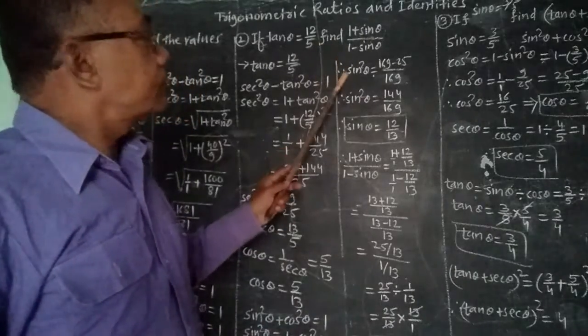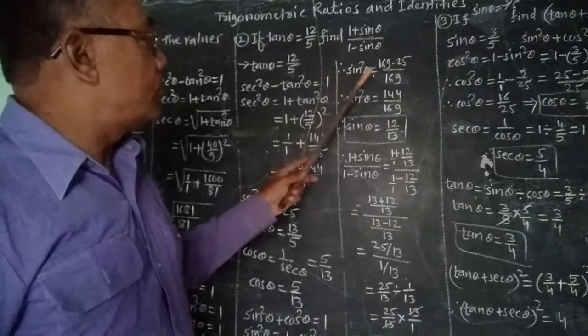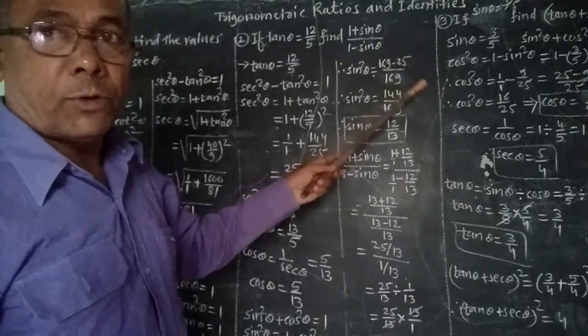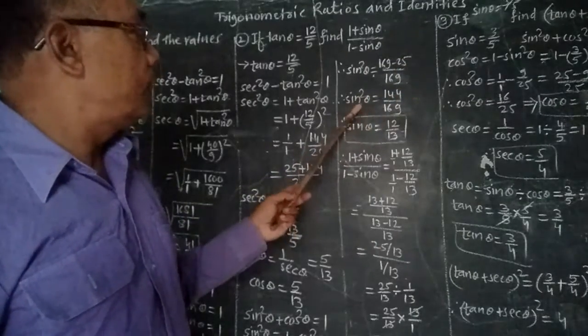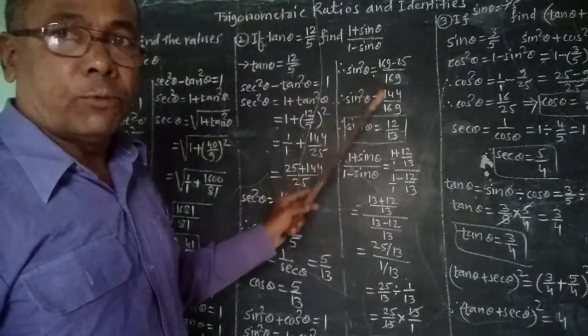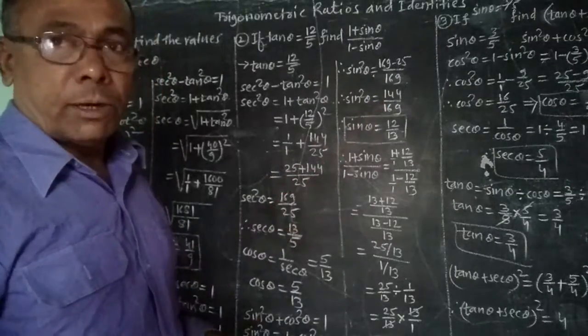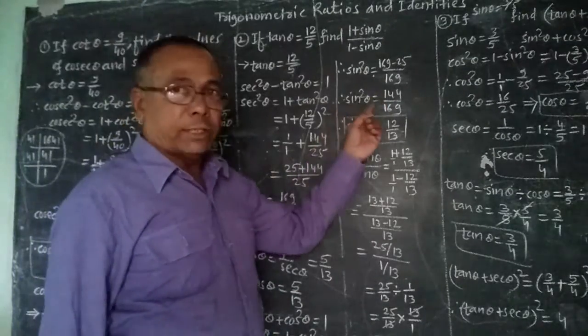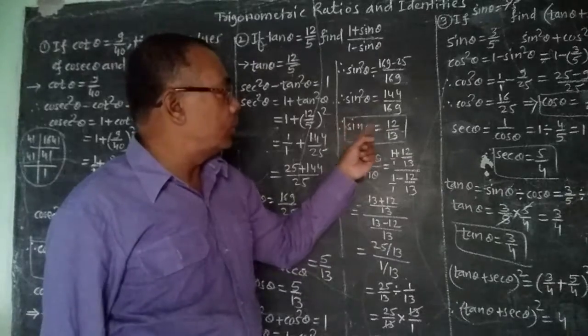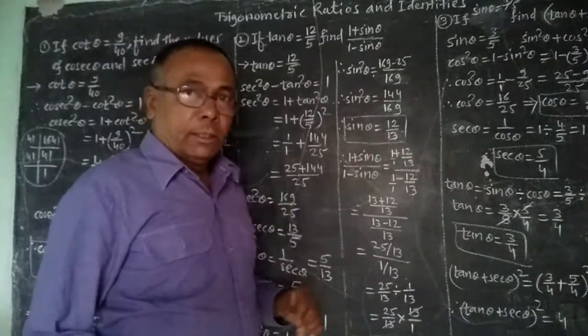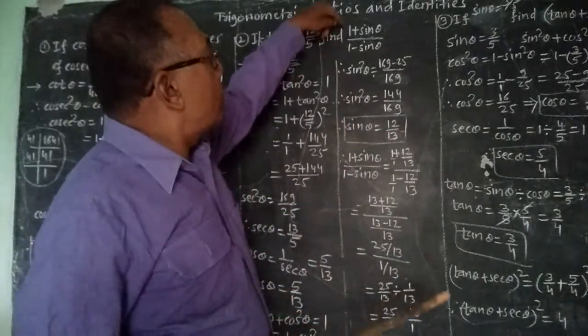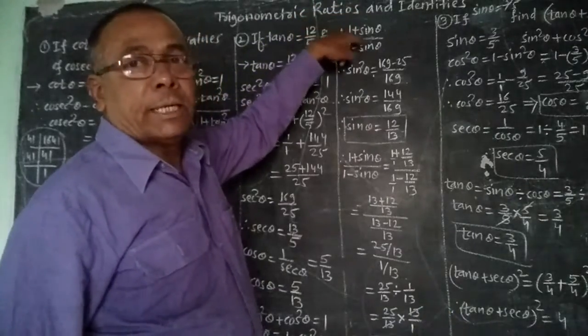Then we get the value sin square theta is equal to (169 minus 25) upon 169, and therefore sin square theta is equal to 144 upon 169. Now taking square root on both sides, we will get sin theta is equal to 12 upon 13. Here we have to find now (1 plus sin theta) upon (1 minus sin theta).